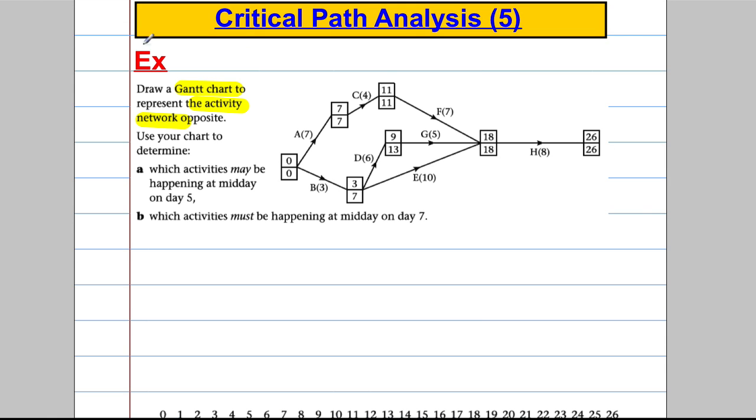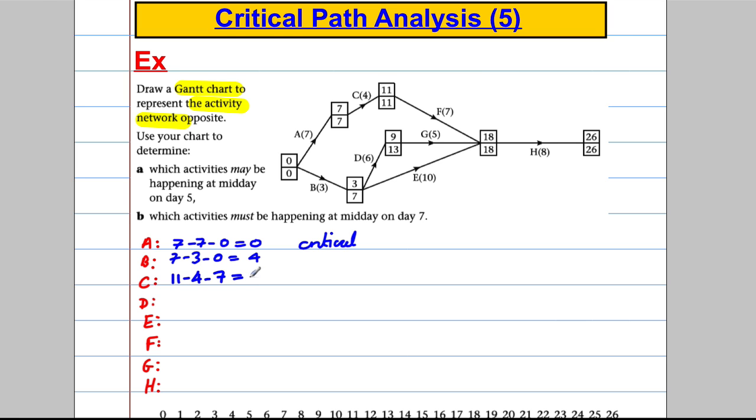So let's do A, B, C, D, E, F, G, and H. We're going to work out the float for each of these. For A, it's 7 subtract 7 subtract 0, which is equal to 0. So this is going to be critical. For B, it's 7 subtract 3 subtract 0, which is 4, so it's not critical. For C, 11 subtract 4 subtract 7, which is going to equal 0. So again, it's critical.